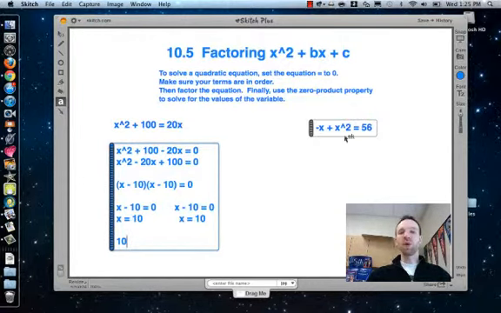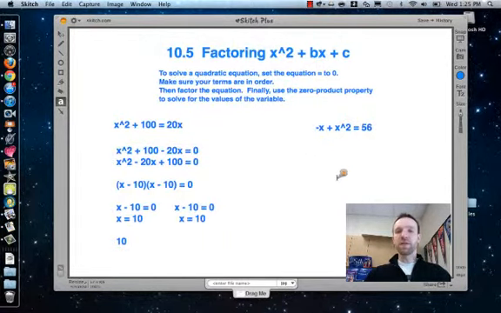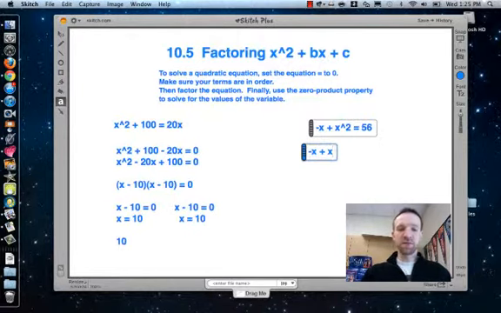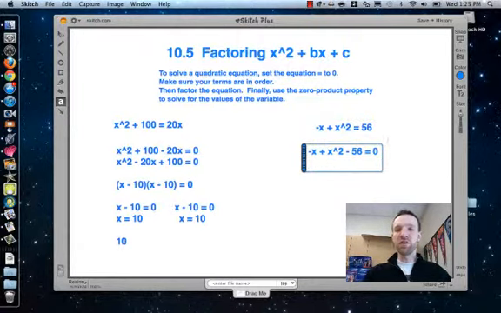Alright, let's try one more yet. I think I have time to do this. And this one looks a little bit different. We have negative x plus x squared equals 56. Like we did over on this problem, the first thing we're going to want to do is set this equal to 0. So I'm going to subtract 56 from the right side. So I would have negative x plus x squared minus 56 equals 0. My next move is to rearrange these terms in order from x squared to the single x to the non-variable term. So x squared minus x minus 56 equals 0.